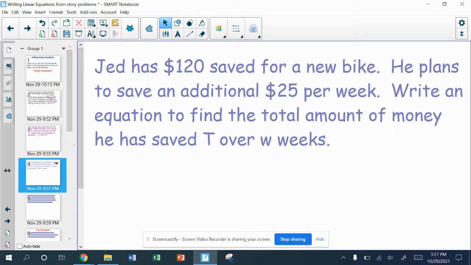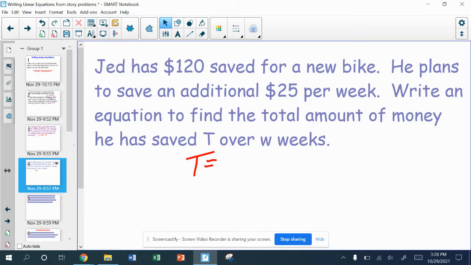Jed has saved $120 for a new bike. He plans to save an additional $25 every week. Write an equation to find the total amount of money that he has saved over a certain number of weeks. So the total money that he has saved.